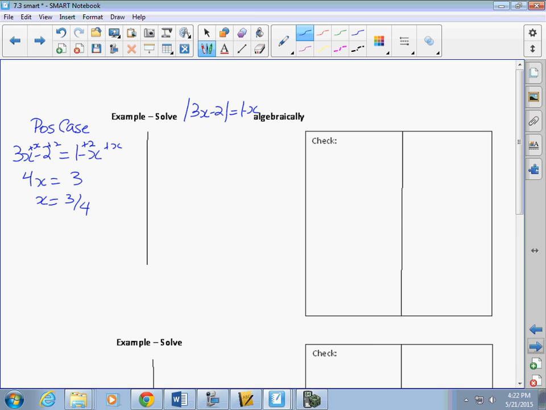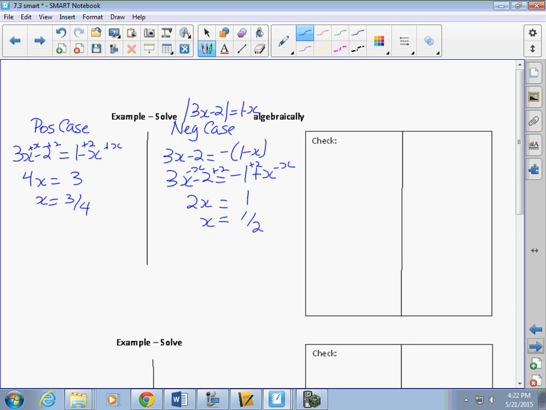So now for my negative case, I have 3x minus 2 is equal to the negative of that, so it's the negative of 1 minus x. So that's the same as saying 3x minus 2 is equal to negative 1 plus x. So now I do the same thing, just solve for x. If I move my x minus my x, add my 2, I have 2x is equal to 1, so x is equal to 1/2.